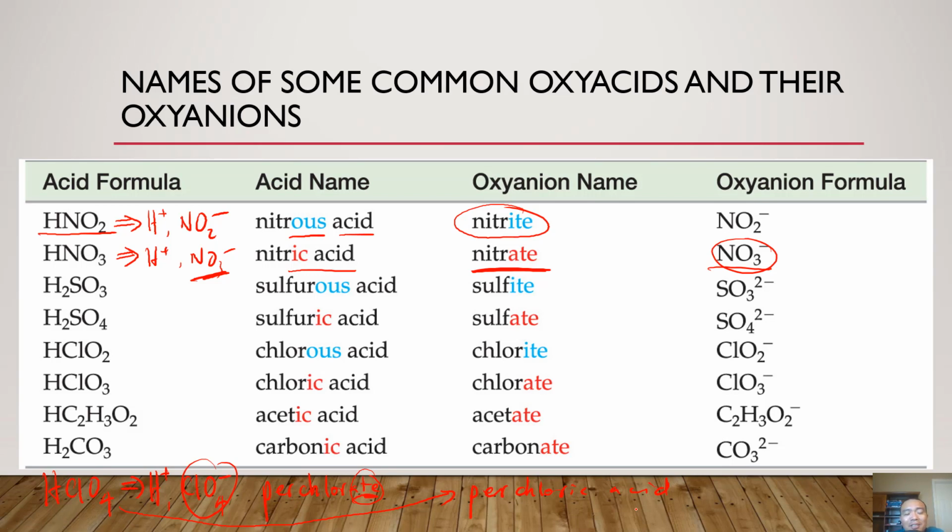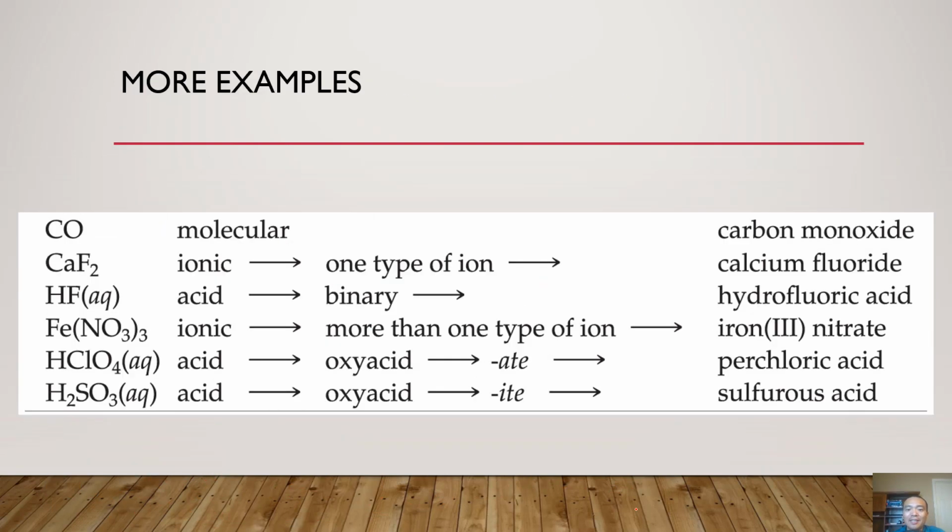Okay, let's sum it up. Basically, for oxyacids, you look at the corresponding oxyanion. If the oxyanion has an ATE ending, change ATE to ic acid. If it has an ITE ending, change the ITE to ous acid. And everything else stays exactly the same as the original oxyanion. All right. Okay.